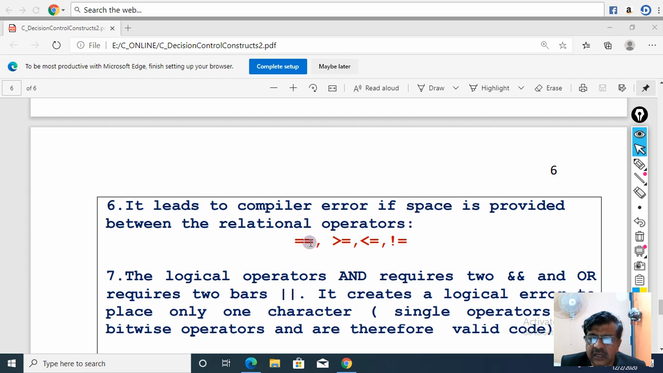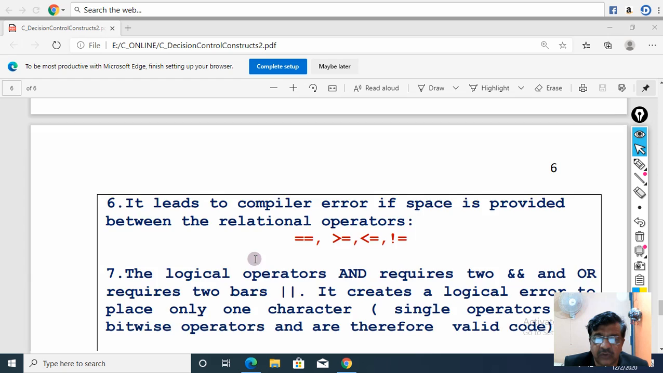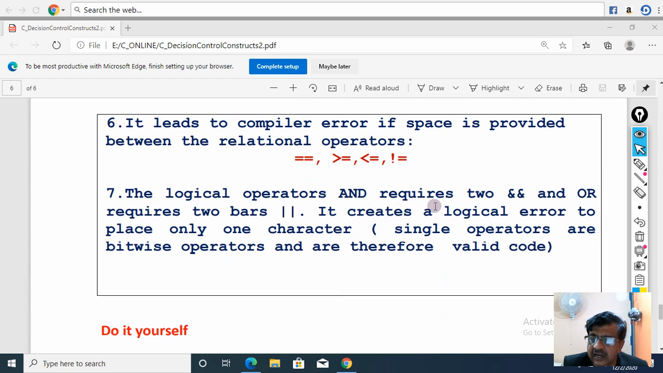This should be actually attached, it should seem as if it is attached, and there cannot be a gap between the greater than symbol and the equal symbol, so also the lesser than symbol and the equal symbol and the not equal symbol. And while writing these relational operators or comparative operators, we should take care to see that no gap exists between the two characters. The logical operator and requires two ampersands, and or requires two bars or two pipe symbols. It creates a logical error to place only one ampersand to connote and, and only one pipe symbol or bar symbol to connote or.